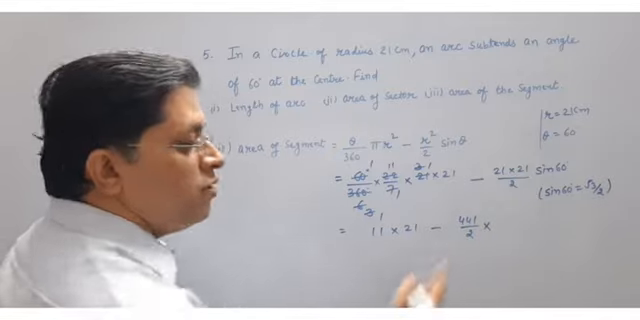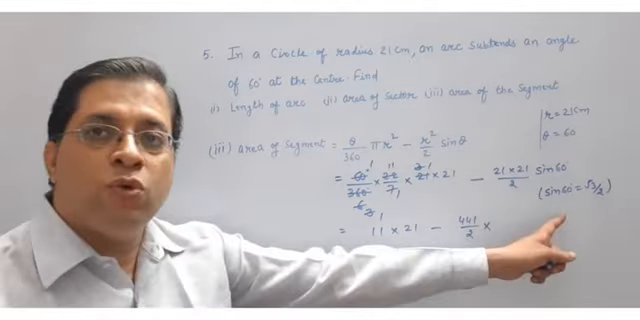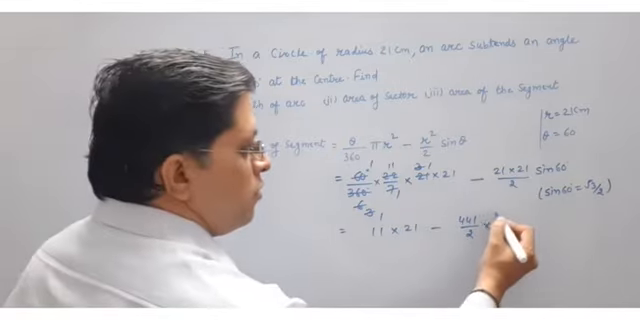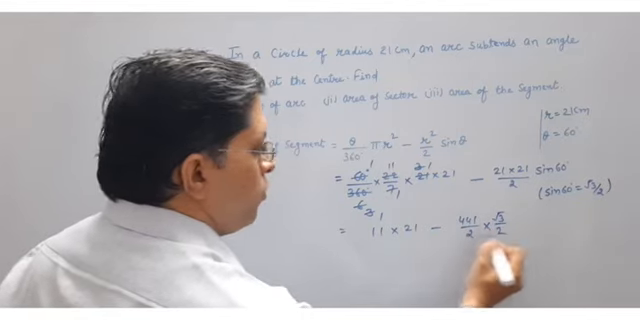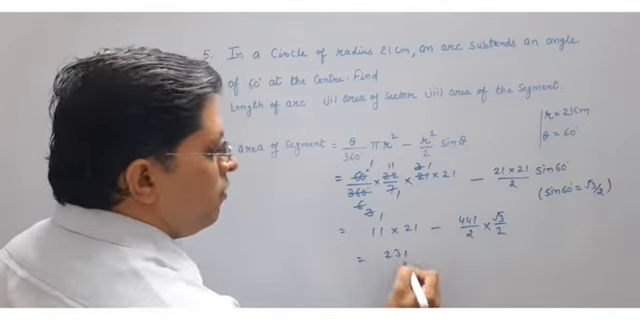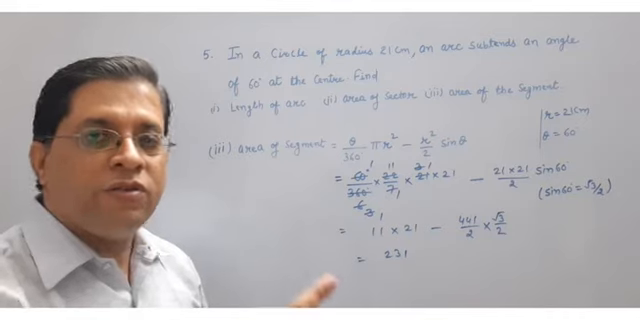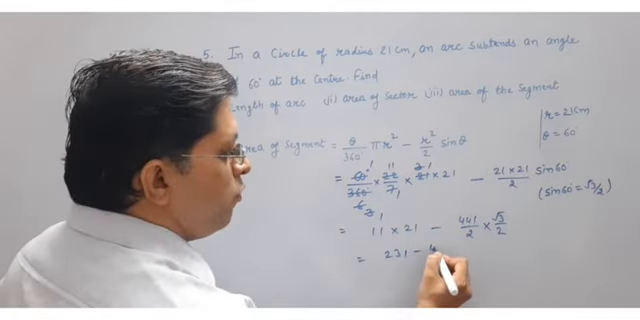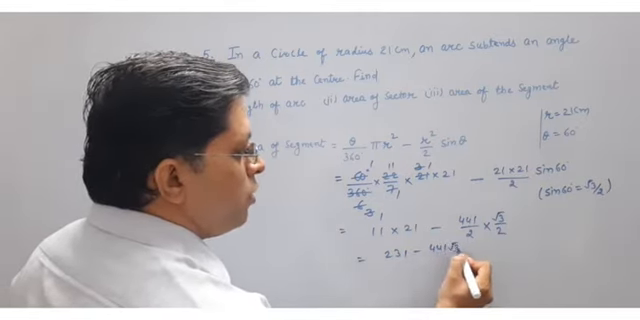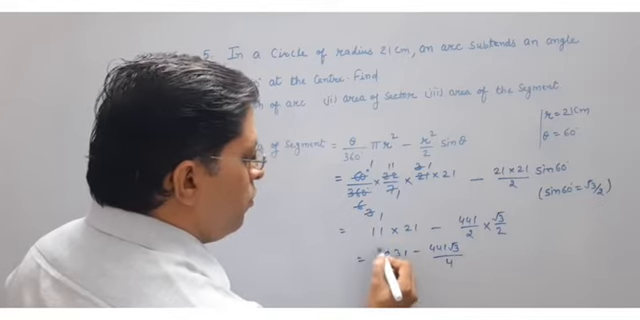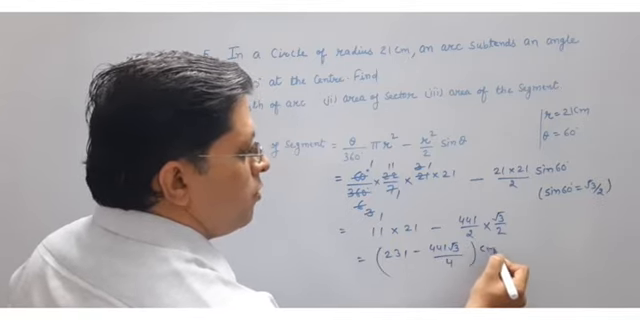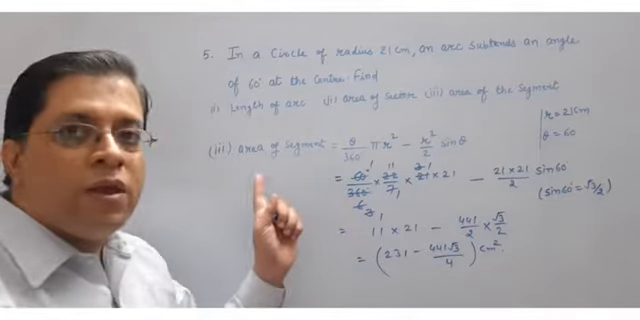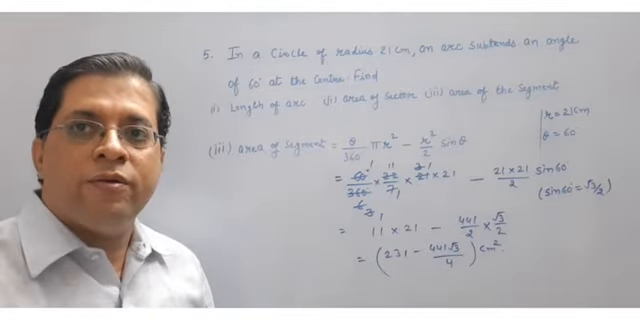And what is sine 60 degree? Sine 60 degree is root 3 upon 2. Okay, this is your root 3 upon 2. This is 231 by the Vedic method. Earlier we have seen this multiplication. Then 441 root 3, and 2 twos are 4 centimeter square. This is what? Area of segment.